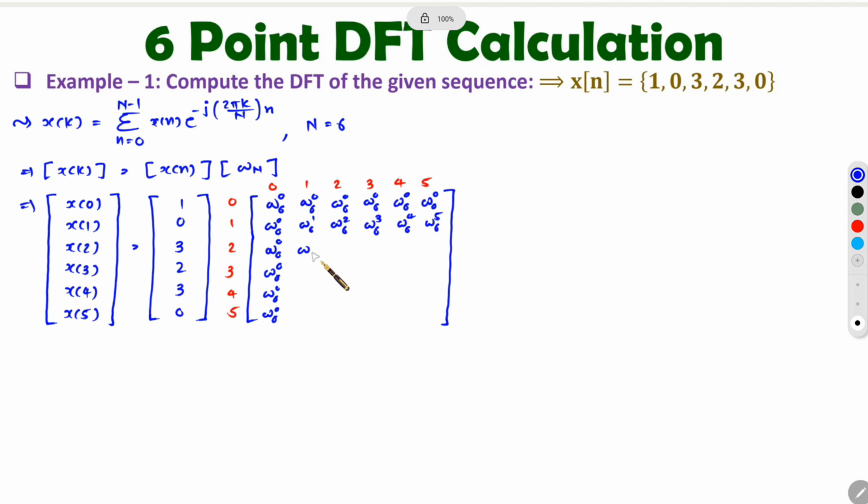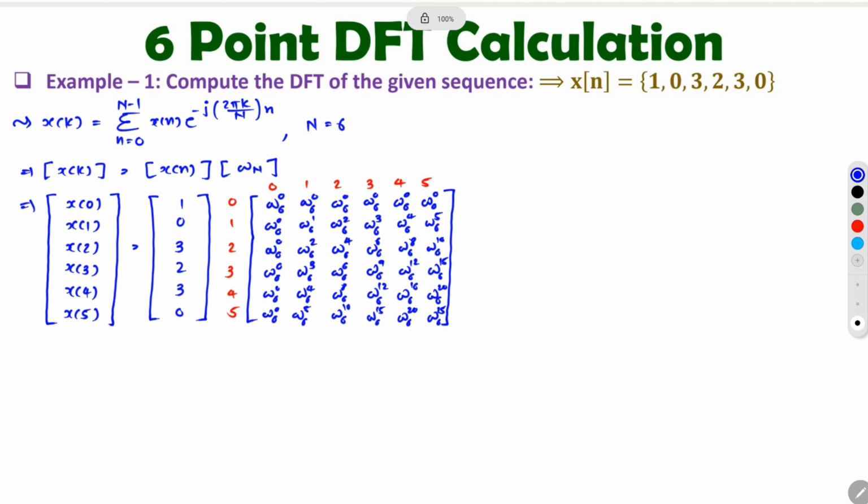Now over here we have 2 into 1, that is 2. Then 2 into 2, that is 4. Then 2 into 3 means 6. Then 2 into 4 means 8. Then 2 into 5 means 10. Likewise, we need to write power of W6 as per multiplication of this element with these elements. Let me write it over here. So that is how one can form matrix of weightage factor.